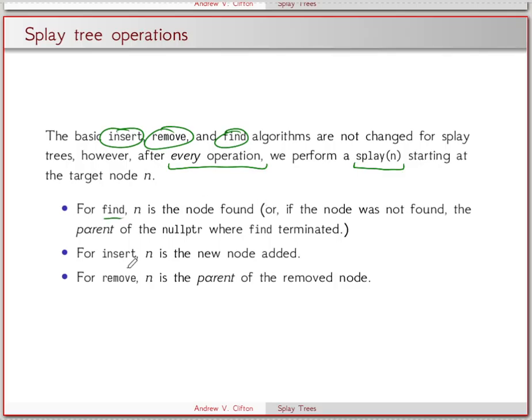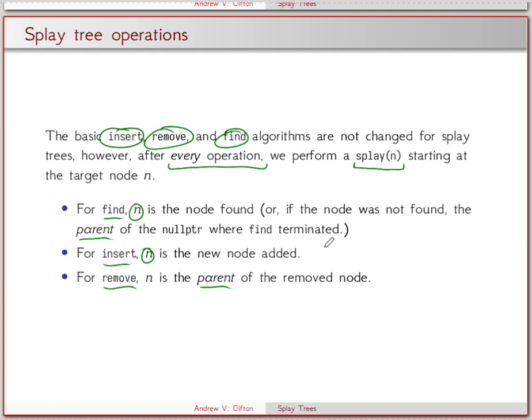For find and insert, the target node is just the node n. So for find, n is the node that we found. If we don't find it, then we use the parent of that node. For insert, n is the new node that we added. For remove, of course, the target node gets removed, so we use the parent of the removed node as the node that we start the splay operation at.